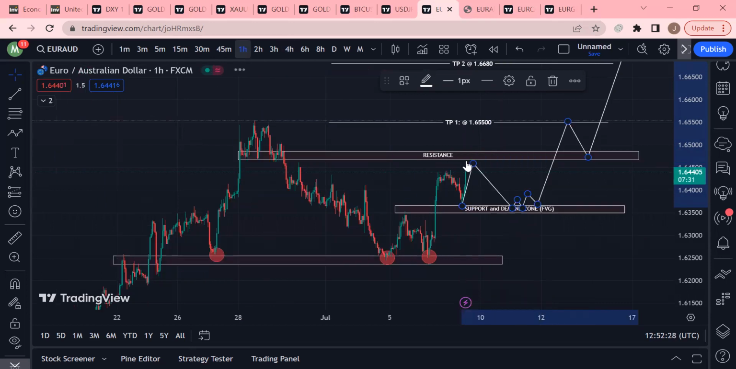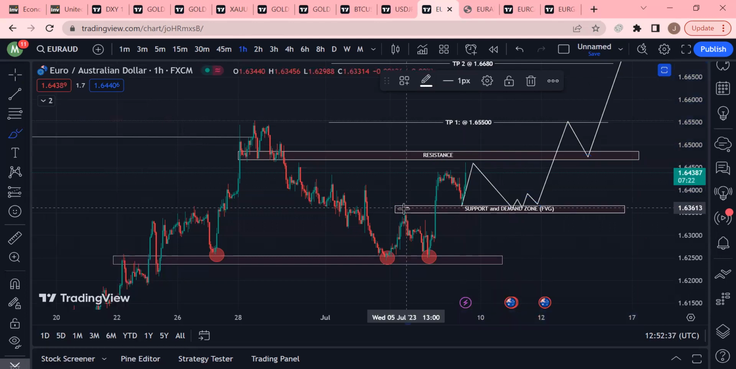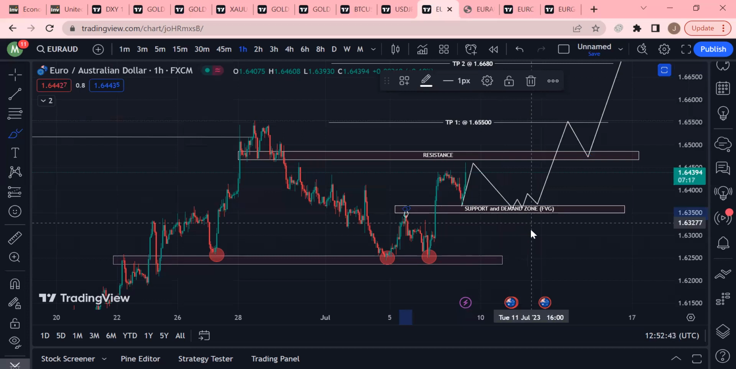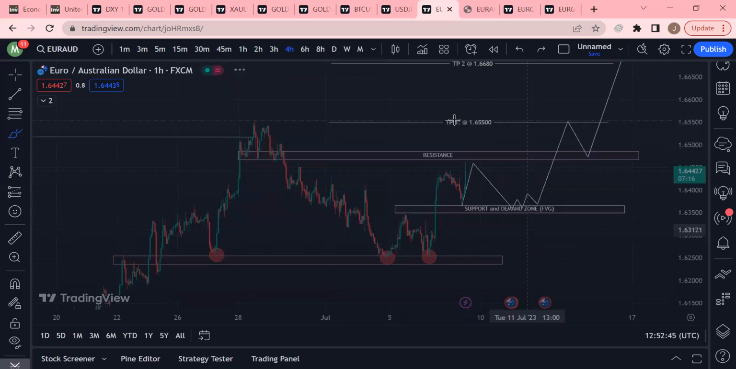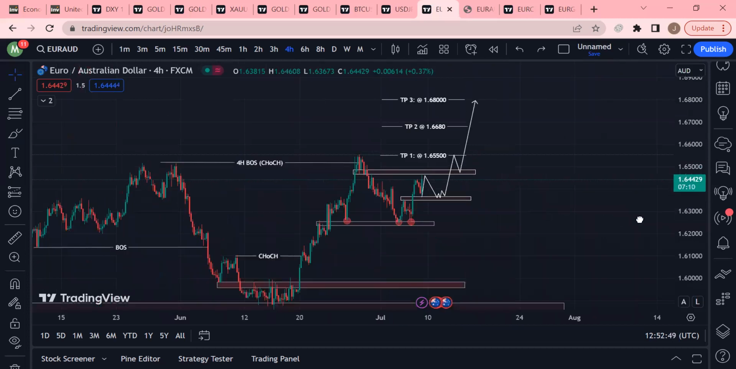So come down and find a way to take support at a demand zone. Previous resistance now turned demand, previous resistance now turned support, and there's also a demand zone. There's also a favorable gap. So I have XAU/USD on my palm already. That's why you see that I've drawn this particular trade down.